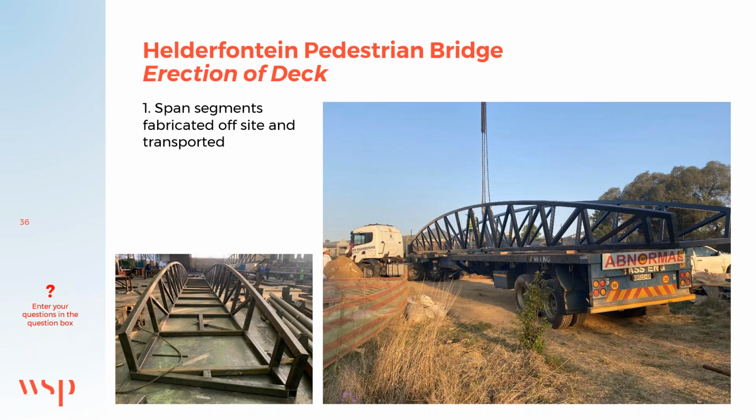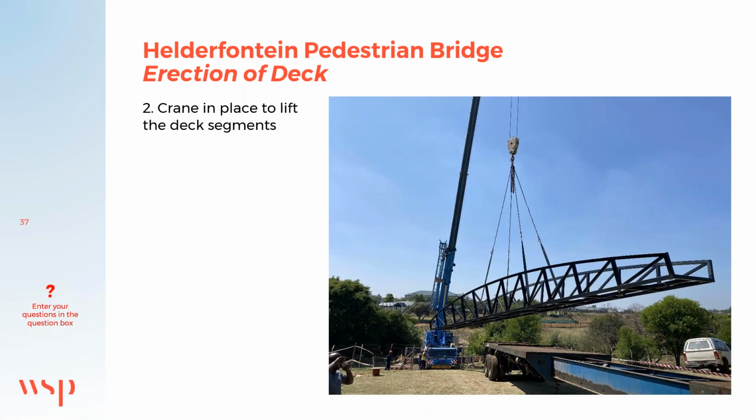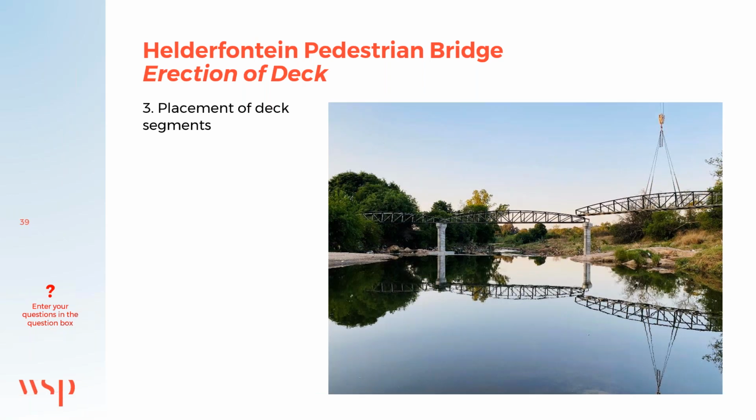With regards to the erection of the deck, the span segments were fabricated off-site and transported on the day of erection. There was a crane in place on site to lift the deck segments into place. This is a drone photo taken by the client, which shows the placement of the central deck segment. And finally, you can see the final deck segment being put into place.